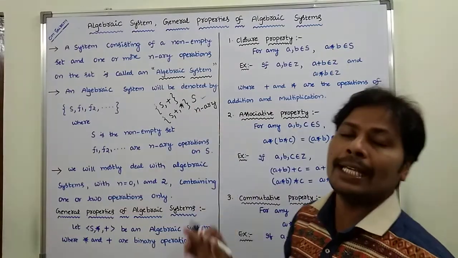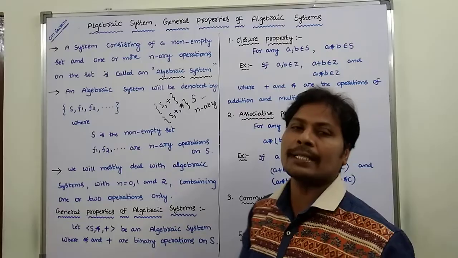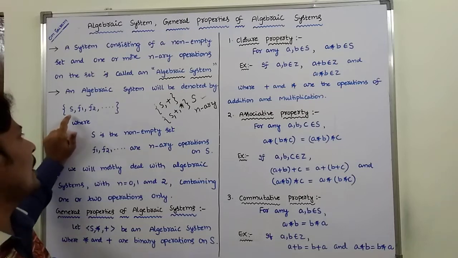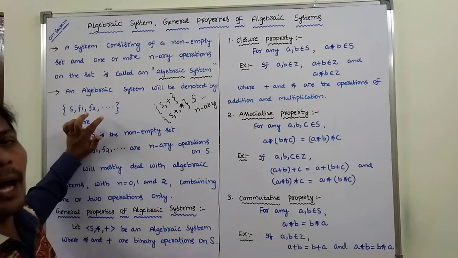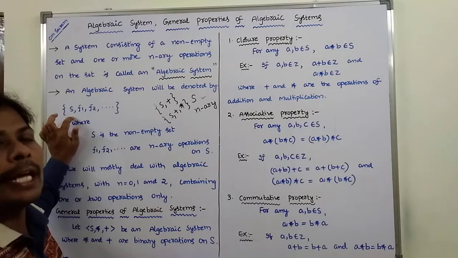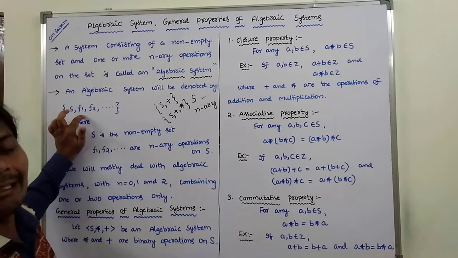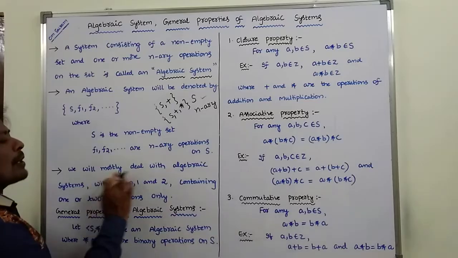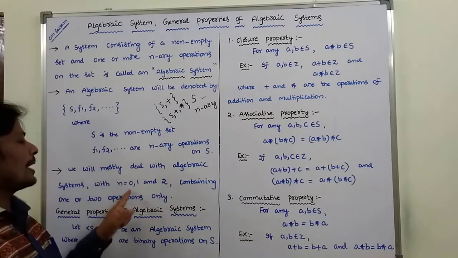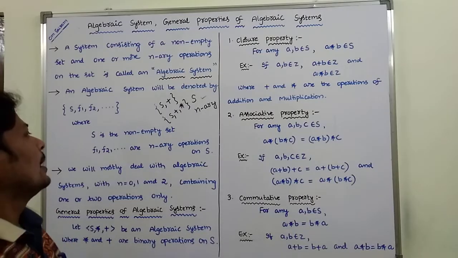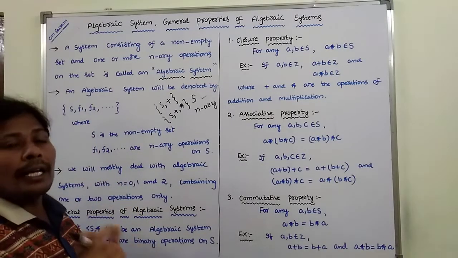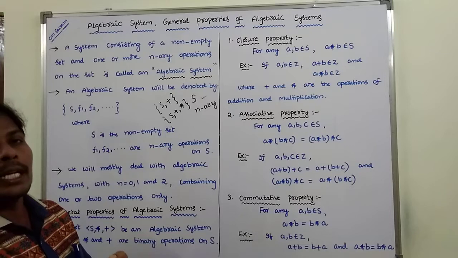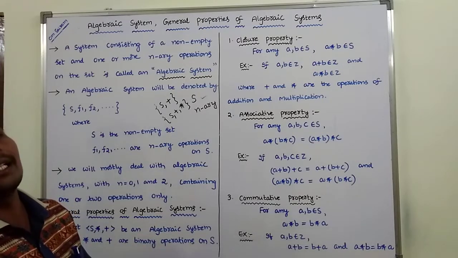These operations are performed on the non-empty set S. So generally, an algebraic system is denoted by S comma, F1 comma, F2 comma, etc., where S is the non-empty set and F1, F2, F3, etc. are n-ary operations on the set S. We will mostly deal with algebraic systems with n equal to 0, 1 and 2, that is, systems with no operation, with a unary operation, or with binary operations.